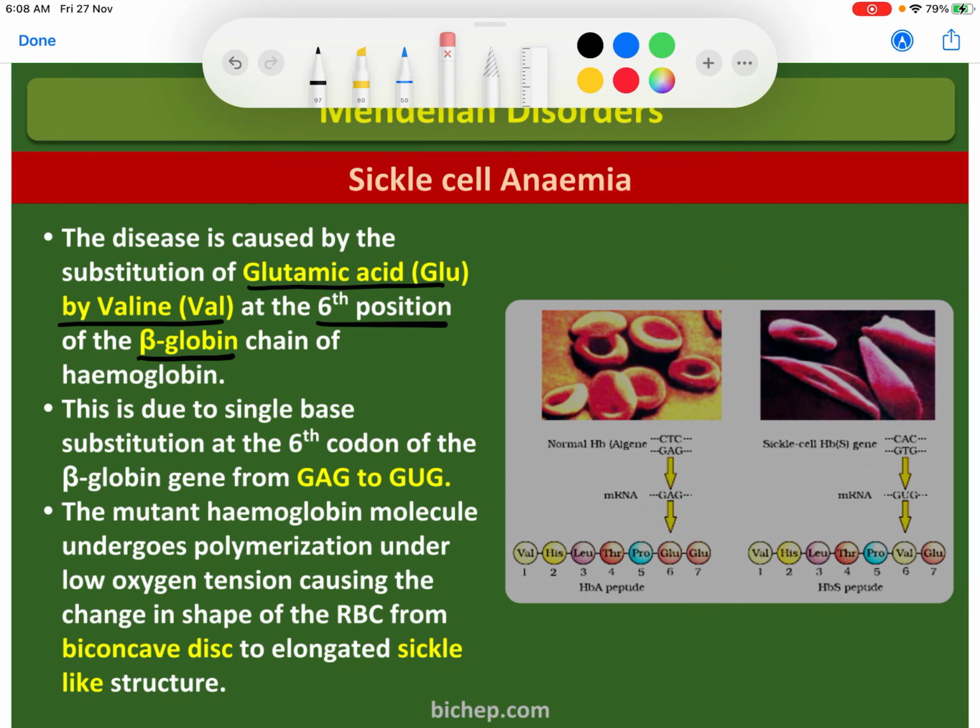So this is how this trait is controlled or altered, we can say. So this is due to a single base pair substitution at 6th codon of the beta globin gene, that is GAG to GUG, what we have seen just before. So the mutant hemoglobin molecule undergoes polymerization under low oxygen tension, causing the change in shape of RBC from biconcave disc to sickle cell structure.